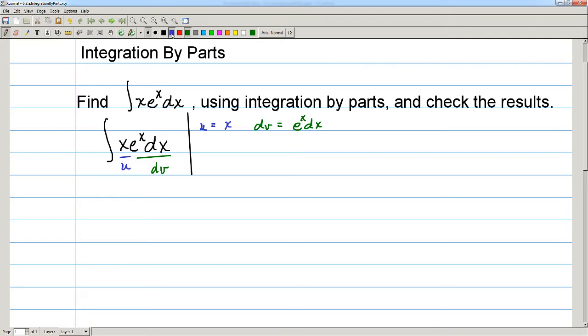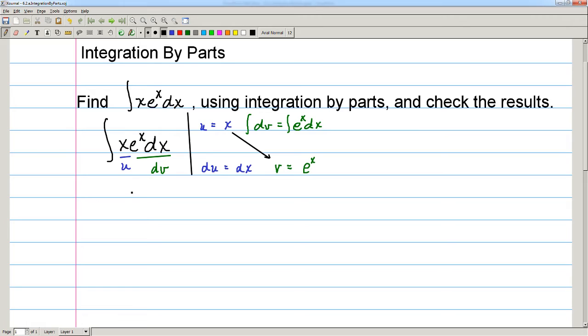So, next step, differentiate. We will differentiate implicitly, just like we did when performing substitution. So we'll compute du equals 1 dx. And if we integrate both sides of dv equals e to the x dx, then we get, well, the integral of dv is v, and the antiderivative of e to the x dx is just e to the x. And so now we know that.